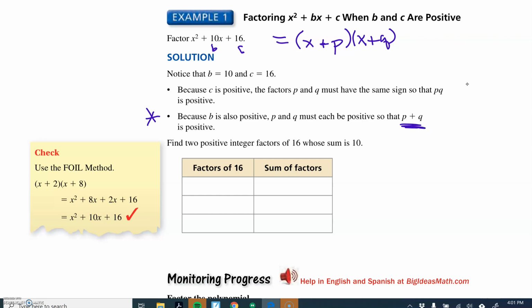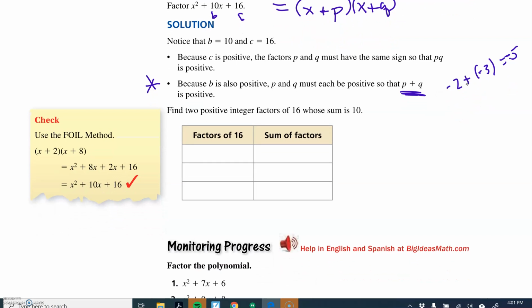Otherwise, p plus q would be negative. If they were both negative, p plus q would be negative. Think about it: -2 plus -3 is -5. If I add two negatives, I have a negative. Certainly, if I multiply two negatives, I get a positive, but if I add two negatives, I get a negative. So if c and b are both positive, then p and q both have to be positive.